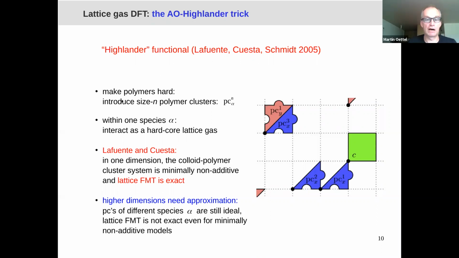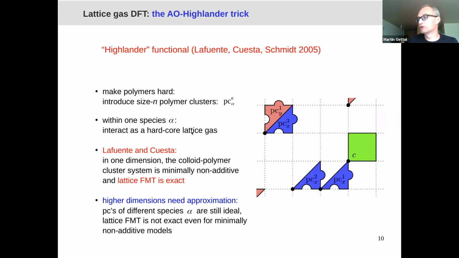You make the polymers hard. So you introduce size and polymer clusters. So you introduce new quasi-particles consisting of N polymers of one species. And if you have another M polymers, then this is a different species. So these two species cannot coexist on the same lattice point, because then it would be a polymer cluster of N plus M particles, which would be a third species. So you blow up the species space, but the advantage is now all species interact as a hardcore lattice gas.